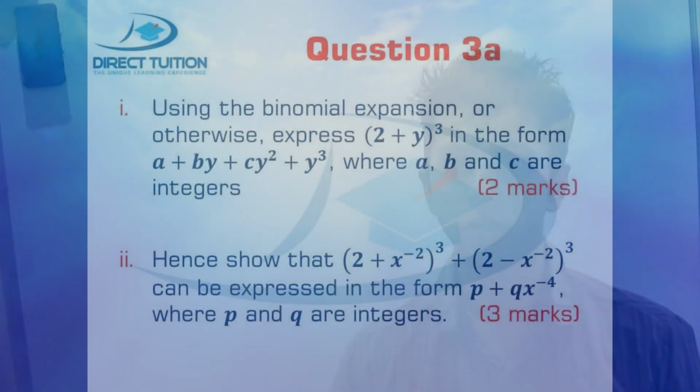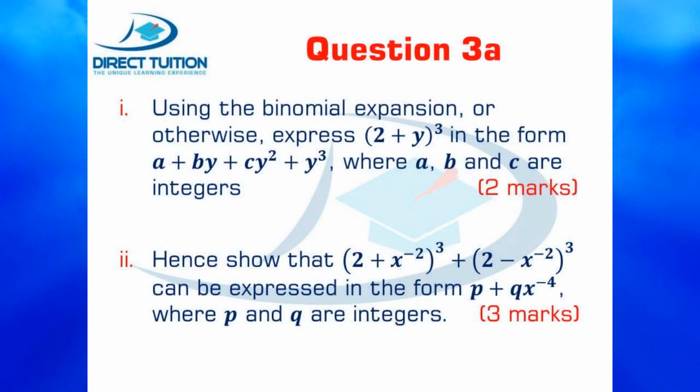The paper took place on May the 13th, 2013. We'll be looking at question 3 in this video. So, question 3a part 1. Using the binomial expansion or otherwise, express (2 + y)^3 in the form a + by + cy^2 + y^3, where a, b and c are integers, for 2 marks.